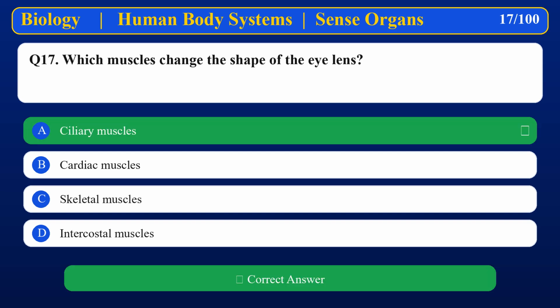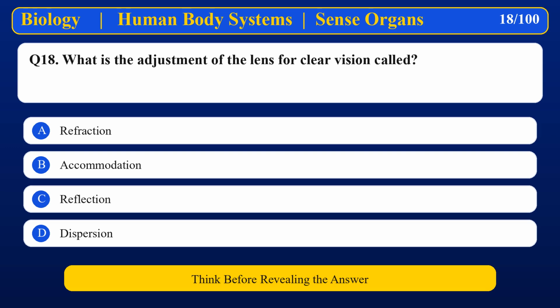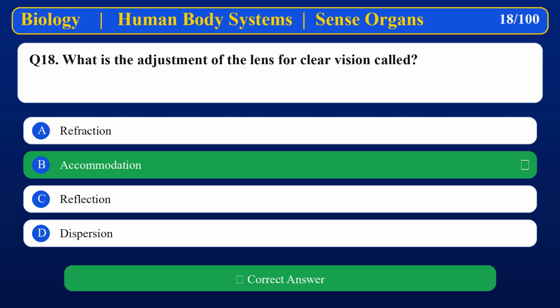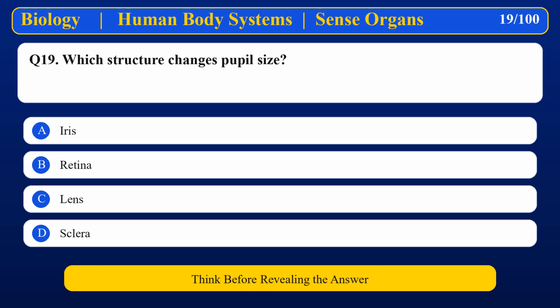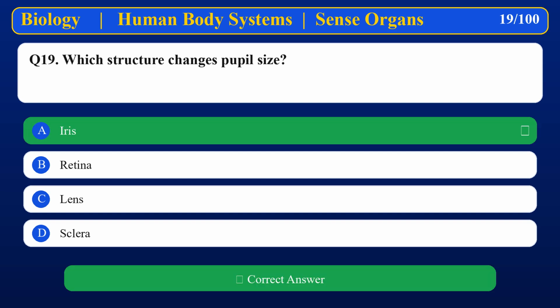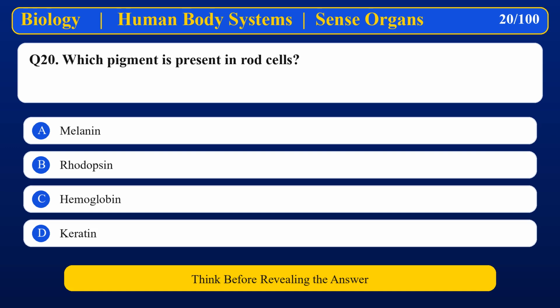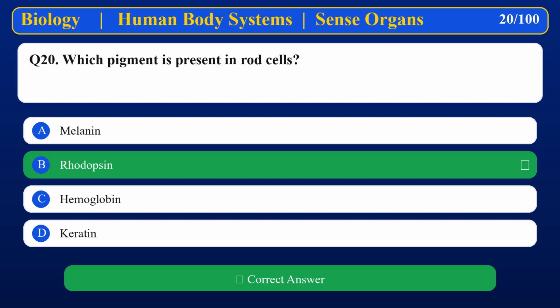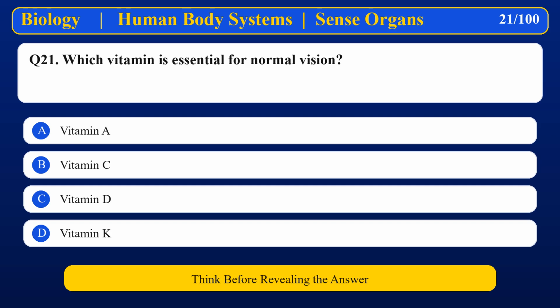Ciliary muscles. What is the adjustment of the lens for clear vision called? Accommodation. Which structure changes pupil size? Iris. Which pigment is present in rod cells? Rhodopsin. Which vitamin is essential for normal vision? Vitamin A. Deficiency of which vitamin causes night blindness?